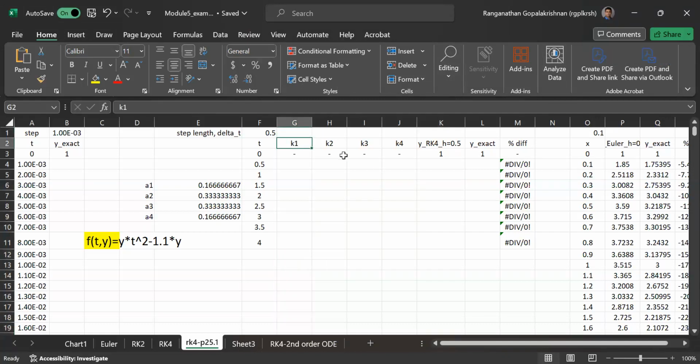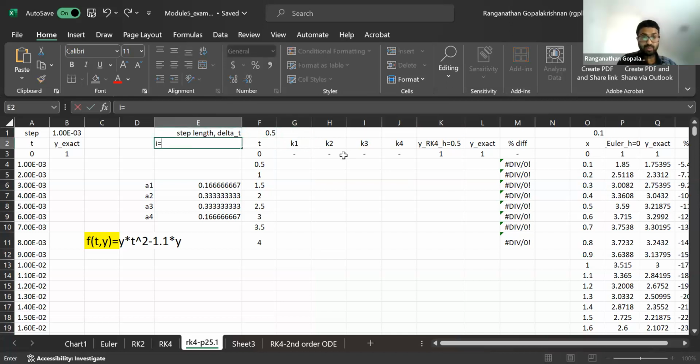So go to your K1 calculation. What did you have there? So you have to first compute. So if you go to your K1 calculation, you had to compute the value of the function at t1 and y1. Okay, so this is i equal to 1. Sorry, not that. This is i equal to 1, i equal to 2, and so on.